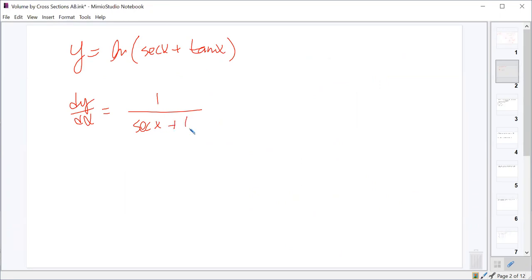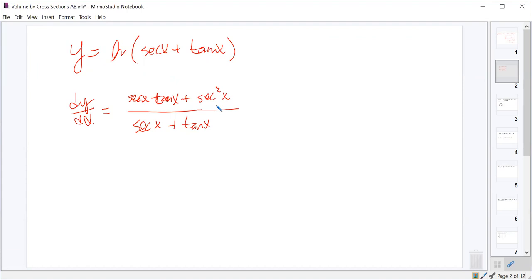I gotta write plus in there. And then I'd multiply that by the derivative of secant x plus tangent x. The derivative of secant x is secant x tangent x. And then plus the derivative of tangent x, which is secant squared x.